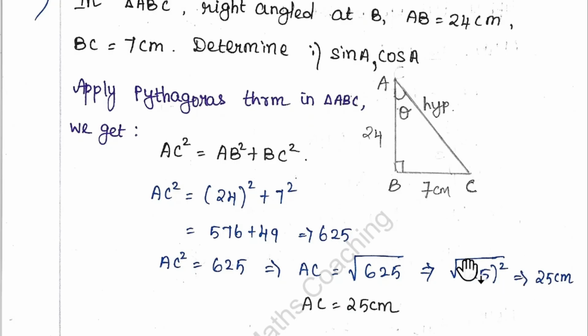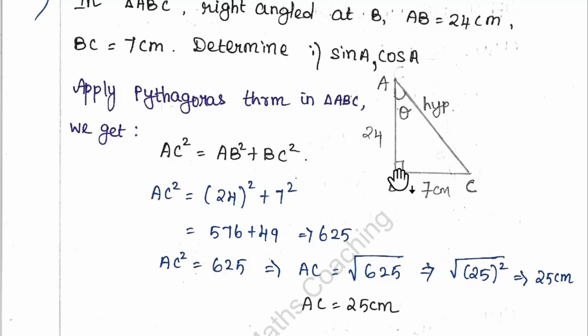Root and square will get cancelled. So AC equals 25 centimeter. Now I got the AC value, 25 centimeter, right? I need to find sine A, cos A. And why am I taking A as the theta? Because I have A here, right? To find sine A, I must take A as the theta.